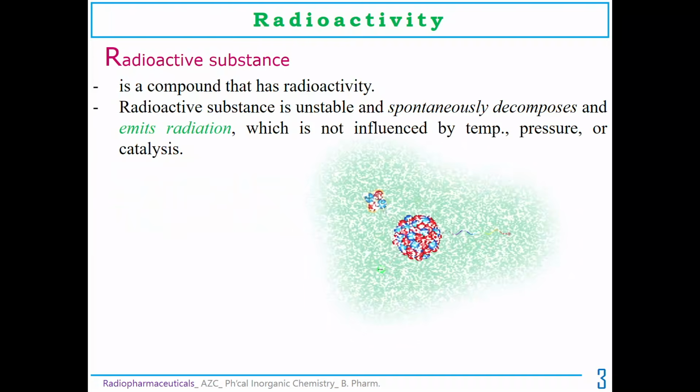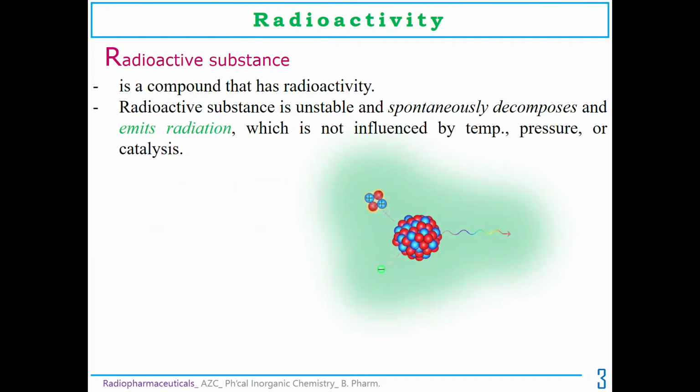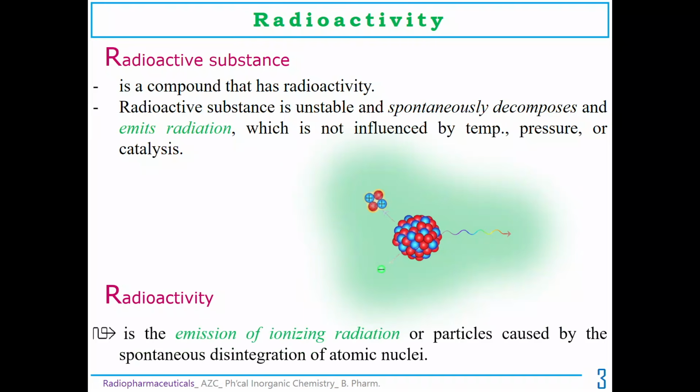Radioactive substance is a compound that has radioactivity. Radioactive substance is unstable and spontaneously decomposes and emits radiation, which is not influenced by temperature, pressure, or catalysis. Radioactivity is the emission of ionizing radiation or particles caused by the spontaneous disintegration of atomic nuclei.